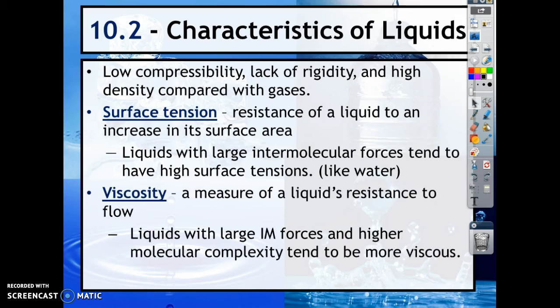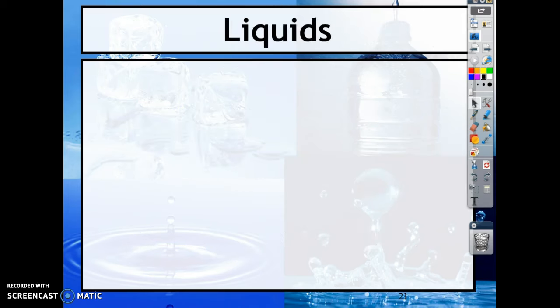Viscosity, we already know about this. That's resistance to flow. But in the past, we've only thought about that in relationship to density, and we really need to think about it in relationship to these intermolecular forces. Something that's really viscous is attracted to itself, and inside that liquid, it's hard for it to flow and want to move apart. So those high intermolecular forces can lead to something being very viscous.